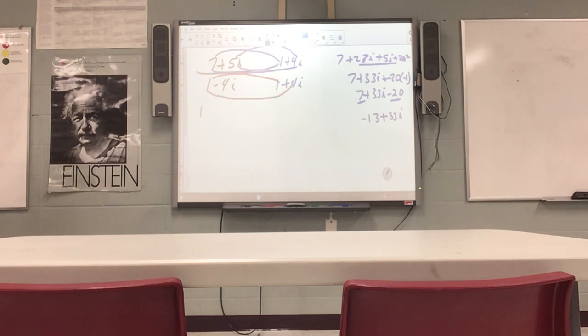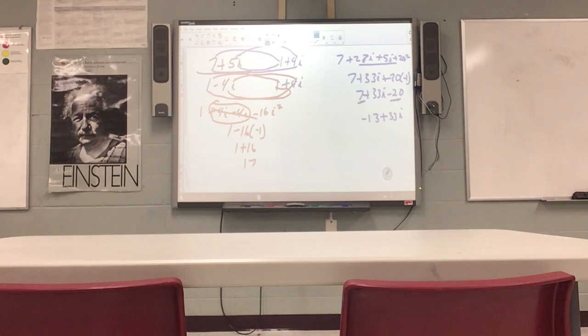1 times 4i. Okay. And then negative 4i times 1. And then negative 4i times 4i, negative 16i squared. Okay, so 4i and negative 4i cancel out, they're gone. So I got 1 minus 16 times negative 1, right? Because i squared is negative 1. So that negative times a negative will make that a positive. So I got a denominator of 17.